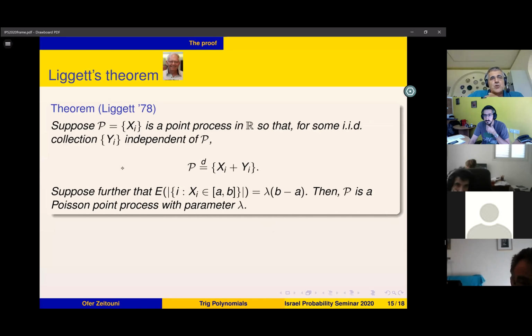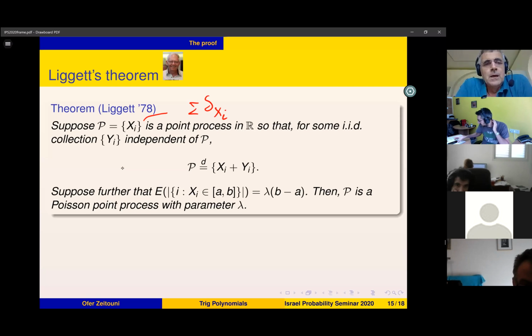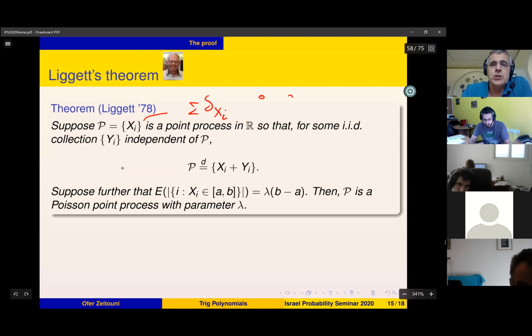So suppose that I have a point process on R. So this means that P is sum of delta xi. So I'm not looking at the process xi as a function of i, I'm just looking at the point process. And suppose that I told you the following information. For some collection of IID random variables yi that are independent of P, P has the same distribution as xi plus yi.